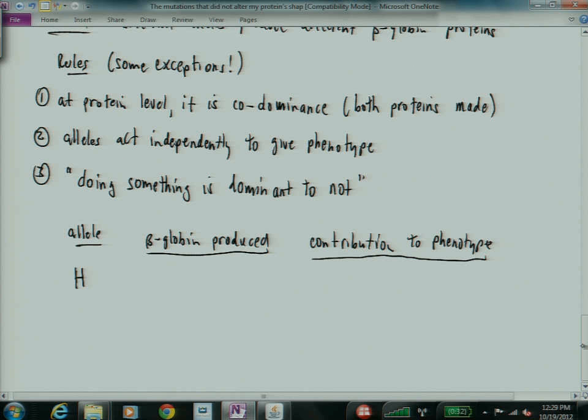Normal, where number 71 is phenylalanine, we'll call the big H allele, and that has the normal phenotype. We'll call big C Christchurch, where number 71 equals serine, and all 145 others are the same. And this has hemolytic anemia.